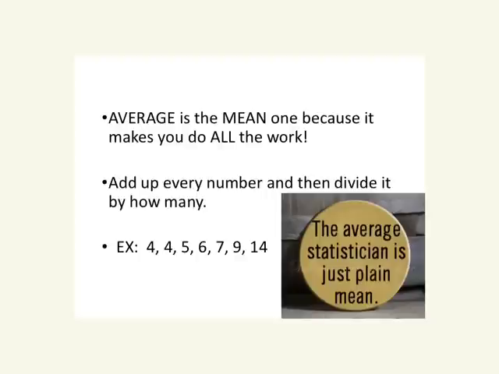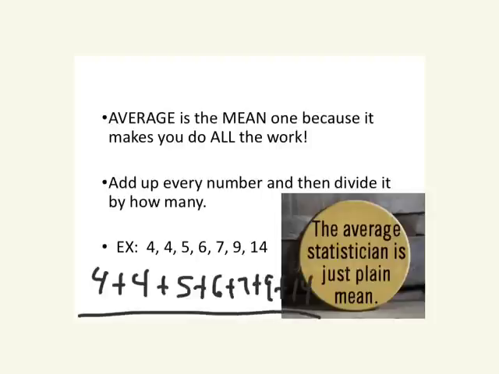For example, if you had 4, 4, 5, 6, 7, 9, and 14, and you wanted to find the average, you'd have to add all of those up. So 4 plus 4 plus 5 plus 6 plus 7 plus 9 plus 14, divided by how many there are. And there's 7 of them, so we have to divide by 7. To find the average, you add them all up and divide by how many there are. The average statistician is just plain mean. Average is the mean one because it makes you do all the work.